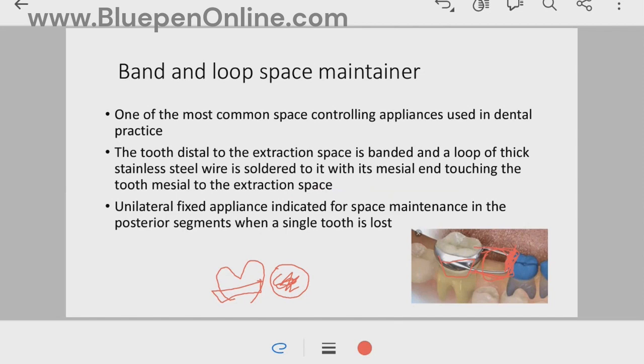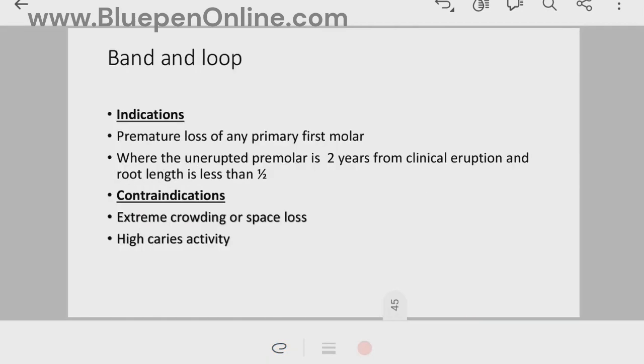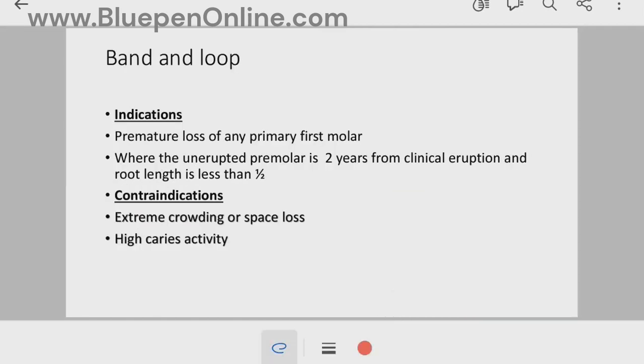So this can be used as a unilateral appliance indicated for space maintenance in the posterior segments when a single tooth is lost like this. That is a band and loop. You can use it in premature loss of the primary first molar, where the unerupted premolar is 2 years from clinical eruption. So it wants to erupt in the next 2 years, but the predecessor is gone, so you have to put a space maintainer. In that case, you can use a band and loop. Okay, and the root length is less than half. Contraindications: extreme crowding, space loss, and high caries activity.